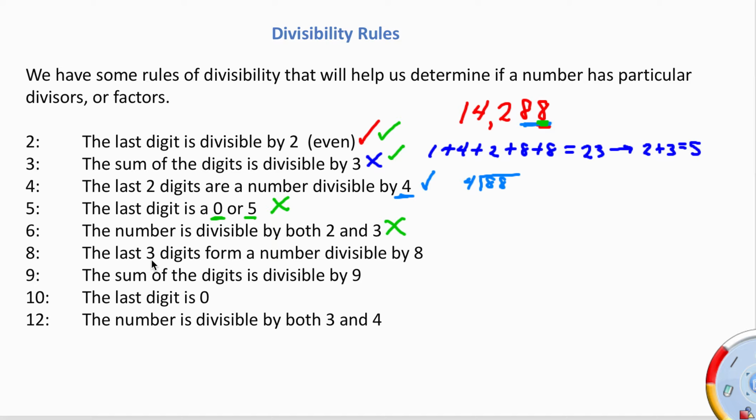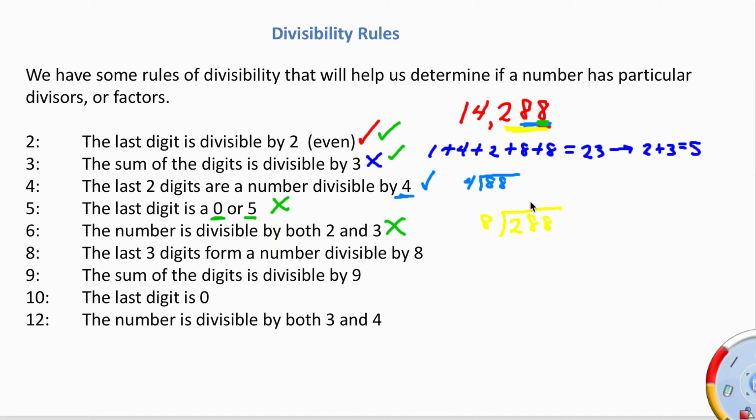Okay, 8, we look at the last 3 digits. So all 3 of these. Is 288 divisible by 8? I don't know. So let's divide it. But at least I just get to divide a 3-digit number instead of a 5 or 6 or 7-digit number.